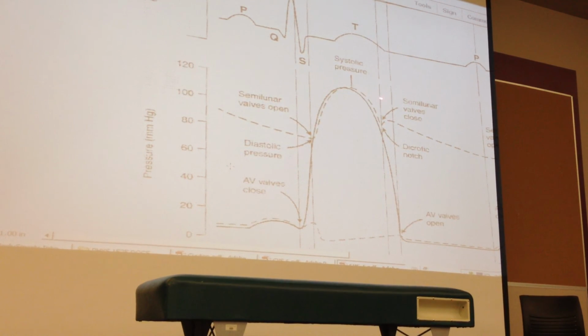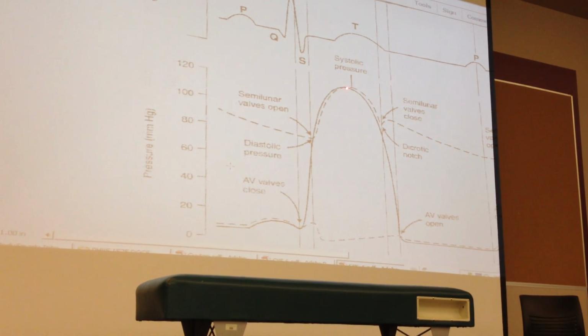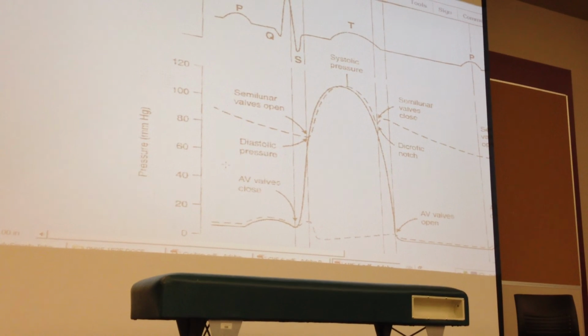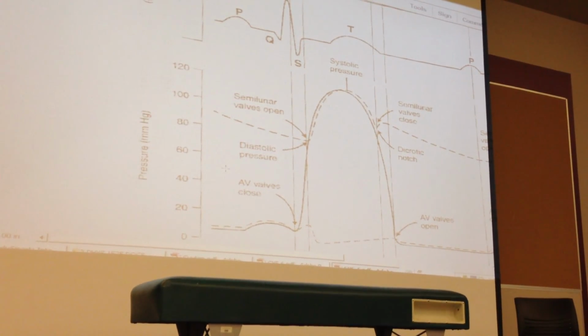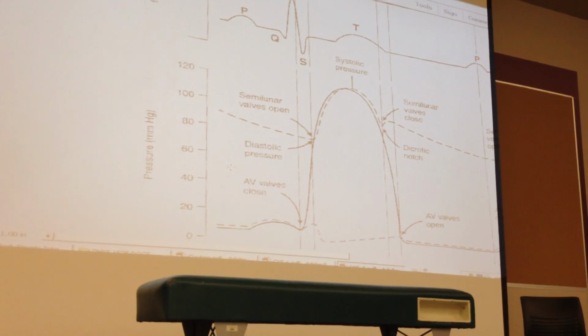That's the period of ejection, isn't it, folks? Period of isovolumic contraction, period of ejection. When is the blood pressure highest? At the period of ejection. Therefore, when will the largest volume of blood be shoved into the aorta? It's going to be at the same time when the pressure is also highest, because the pressure and volume are going to correlate with each other.